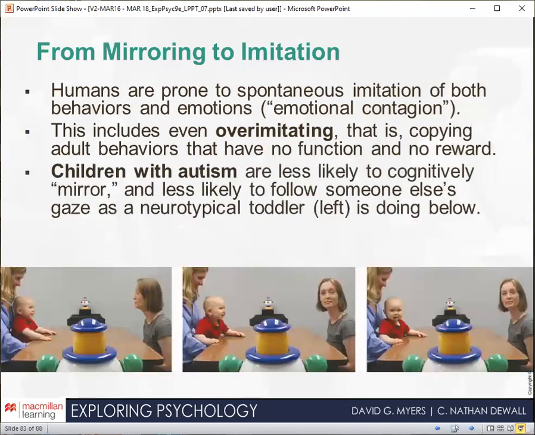Children with autism are less likely to cognitively mirror and less likely to follow someone else's gaze, as a neurotypical toddler on the left is doing here. So here we see the contagion occurring. You see the woman sitting down and the toddler looking at each other. And then when the lady turns her gaze away, the kid automatically does the same thing. Again, children with autism are less likely to cognitively mirror, as we see what this kid is doing here. This mirroring is something that we are naturally tuned to do.